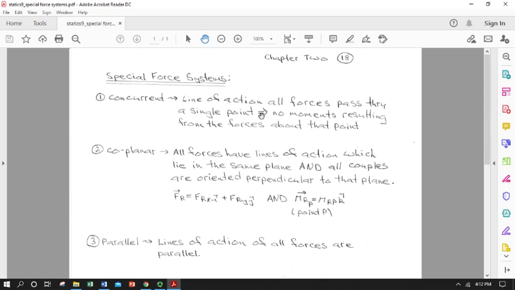All of them come together at a single point, and as a result, here's the significance: no moments can be generated about the point where all of the forces converge. So there's no torque exerted by the forces. Okay, so you can have a net force if they're not balanced, if the sum in two orthogonal directions or three orthogonal directions is not zero, but you won't have a moment.